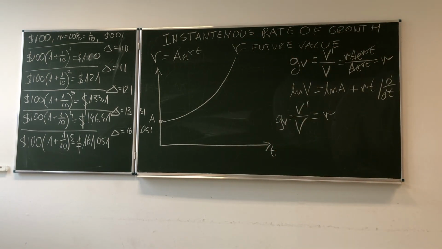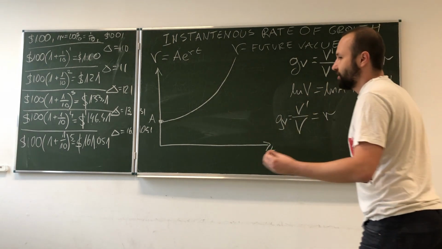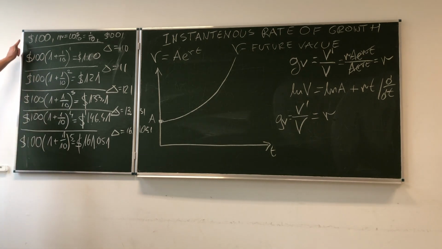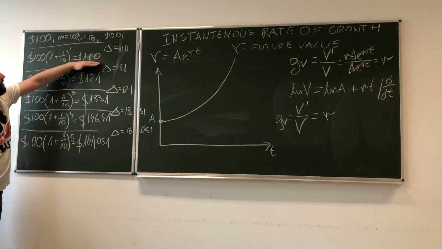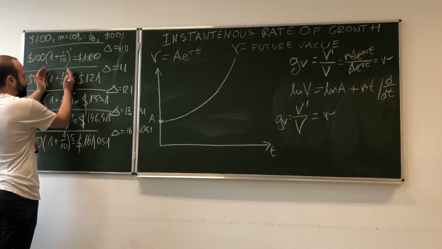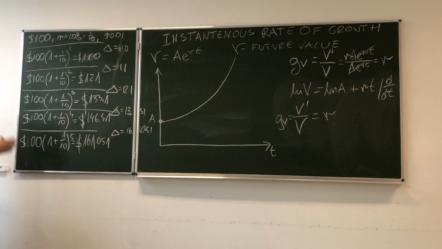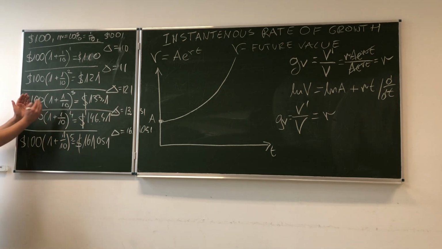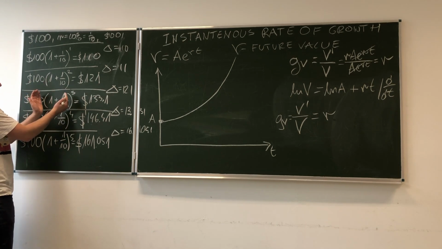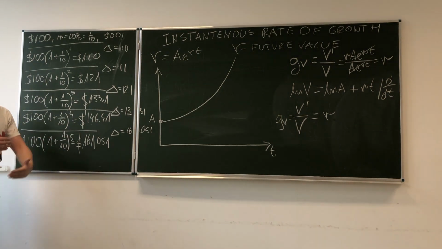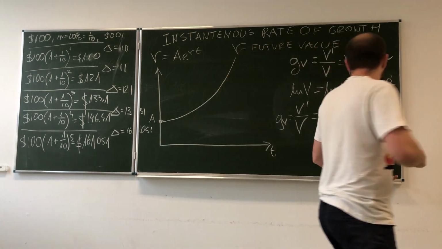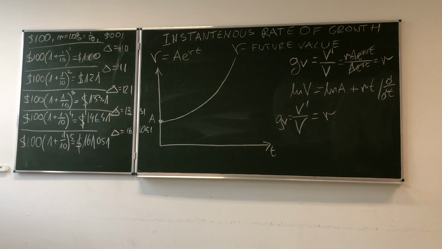Why is that happening? Because look, we have capitalization. Capitalization takes place every year. If it takes place every year, it means that after the first year, we have $110, and we calculate this additional 10% for this amount of money. Then, after 2 years, we have $121, and we calculate additional 10% for this amount of money. So look, what is changing here is the base, based on which we are calculating the percentage increase.